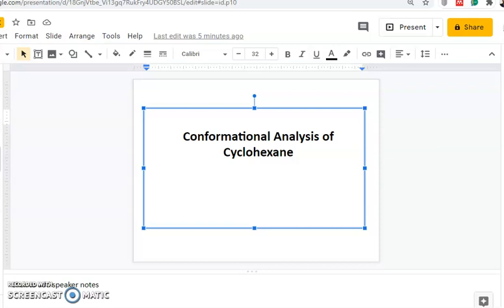We can represent the conformational isomers of ethane with different formulas called the Newman projection formula as well as the Sawhorse projection formula. Newman was a two-dimensional representation, while the Sawhorse was a three-dimensional representation. Today, we discuss the conformational analysis of the molecule cyclohexane.